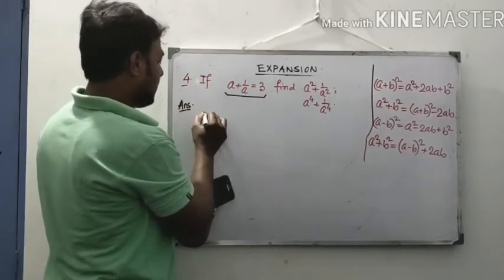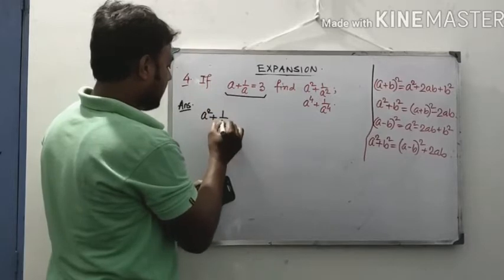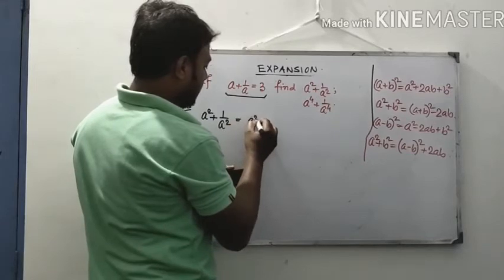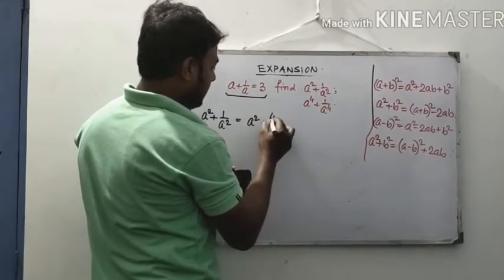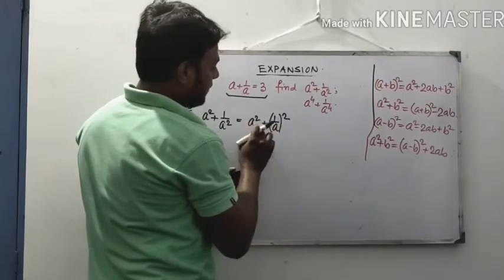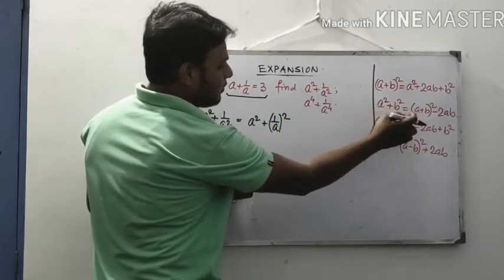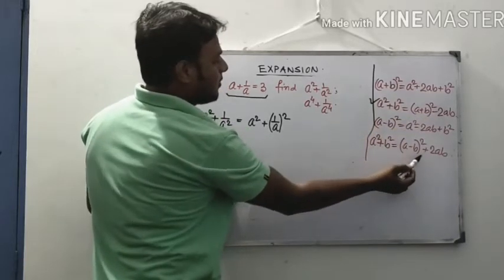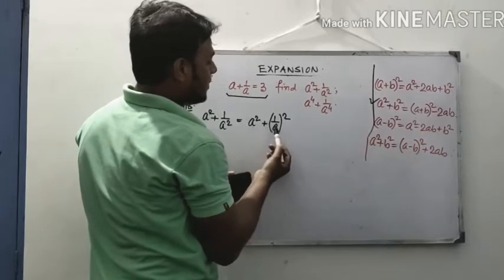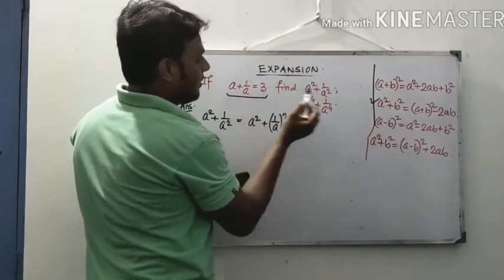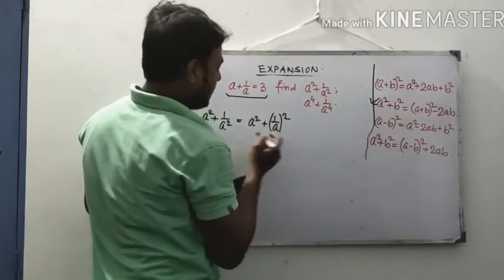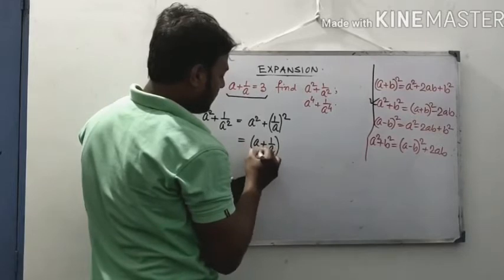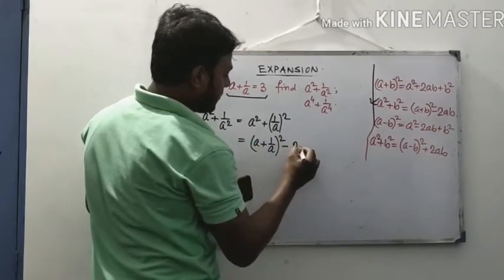So the answer of the first one, a square plus 1 by a square, can be written as a plus 1 by a, the entire whole square, minus 2. Now a square plus b square has two properties: one is a plus b whole square minus 2ab, and the other is a minus b whole square plus 2ab. Here this is a, this is b, and a plus b is given, so we have to use this one. So what is the rule? A plus b, that is a plus 1 by a whole square, minus 2ab.